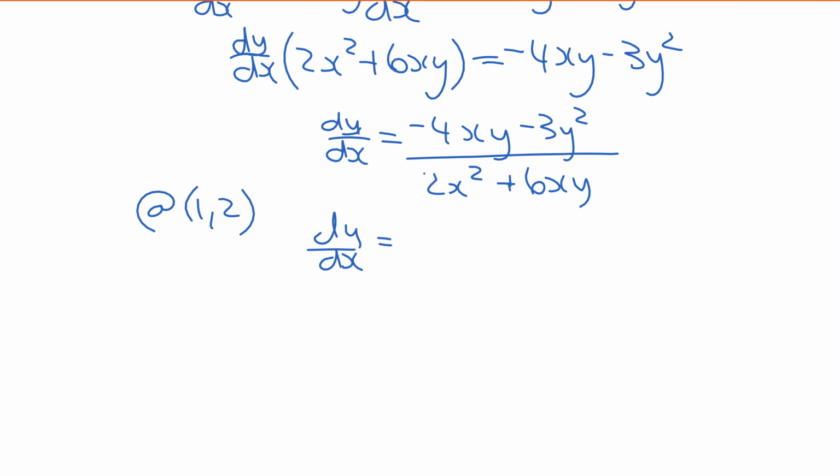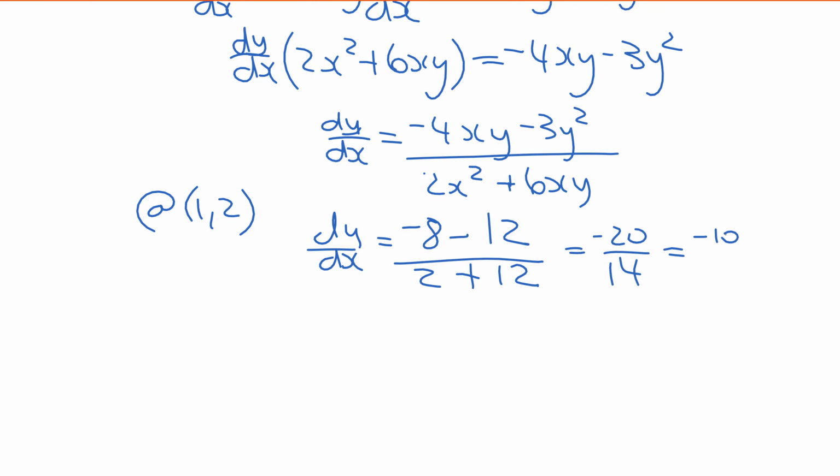That's negative 4 times 1 times 2, that's negative 8. Okay, this next one, y squared, 4 times 3, that's 12. That's minus 12. I'll just make it negative. Have you got that? Okay. That's going to be 2, and that's going to be 6 times 1, that's 6. Is that right? So that's going to be negative 20 over 14, which is negative 10 over 7.